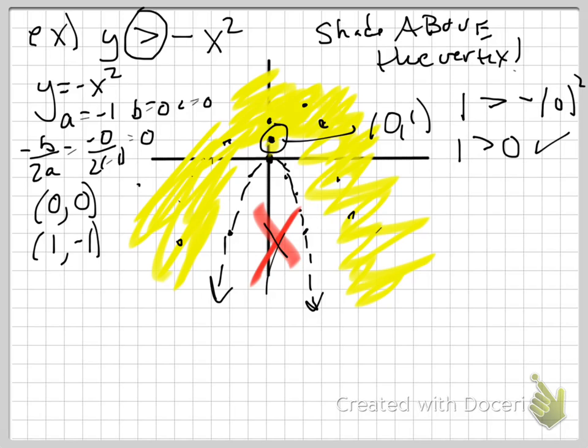Real quick, since I have just a little bit more time, I want to show you something interesting. Let's take that same graph, but instead of saying y greater than, let's do y less than negative x squared. We have the same exact graph, right? So let's see if we can quick graph it.